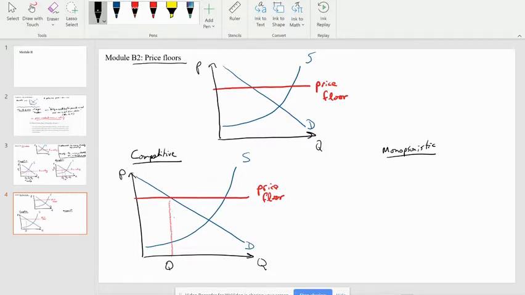giving a quantity demanded, Q sub D, whereas the amount that producers wish to provide in the market is given by the intersection of the price floor and the supply curve, Q sub S. But there aren't enough buyers for all of this production, so the result in the market has to be a surplus.